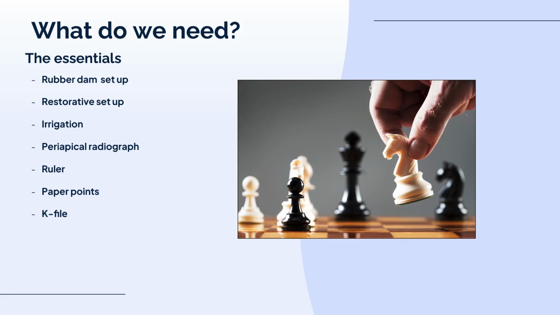So you need the rubber dam setup, you need your restorative or your filling setup, you need irrigation, you need to take x-rays or periapical radiographs or PAs, you need a ruler, you need paper points and you need K files or the files needed for the appointment.